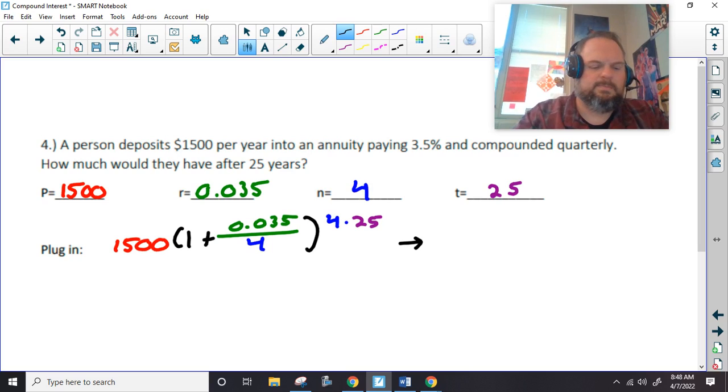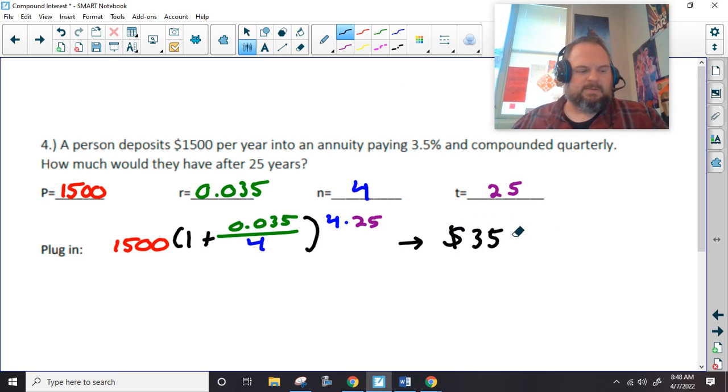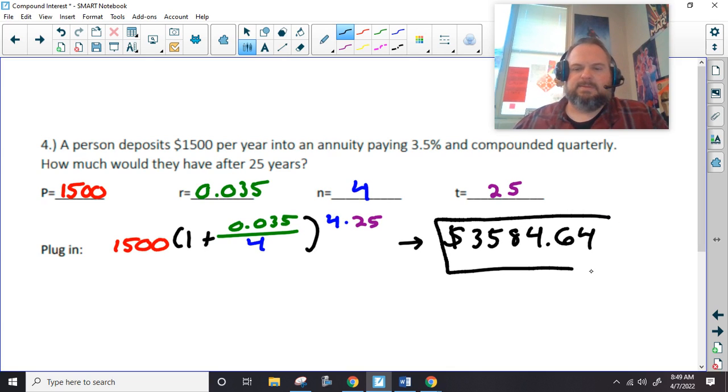I did something wrong. I don't think I typed it in very well. Oh, that's what I didn't do. I didn't scroll over for the exponent. 5. What's the next numbers? 84.64. Okay, that's kind of sad.